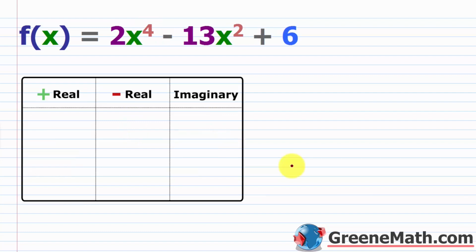All right, let's look at another one. So we have f of x equals 2x to the 4th power minus 13x squared plus 6.